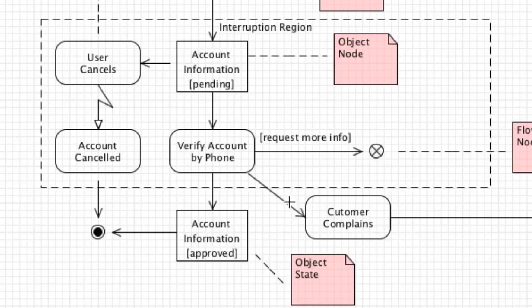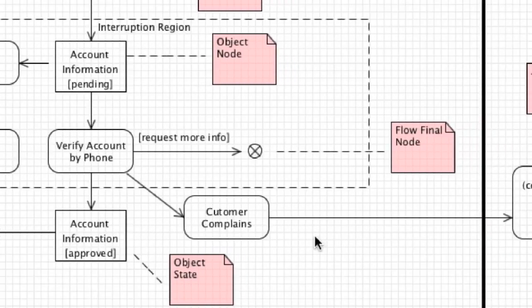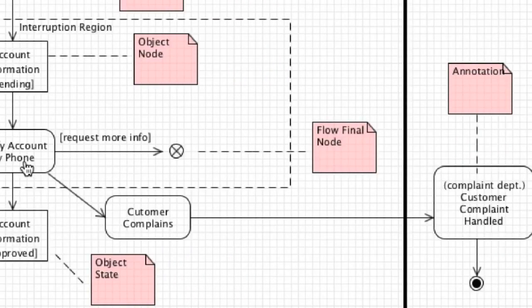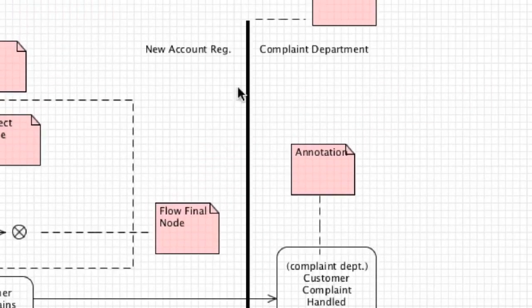Then we come to something else. Let's say that we're verifying the account information by phone and the customer complains. Sorry, it looks like I didn't put customer inside of there, or it messed up whenever I zoomed in. In that situation, whenever we would need to move into another area where the customer complaint would be handled, we would create what is known as a partition. And you can see here, this is just basic new account registration on this side. And then we have this big giant thick line here that is known as a partition. And on this side is the complaint department.